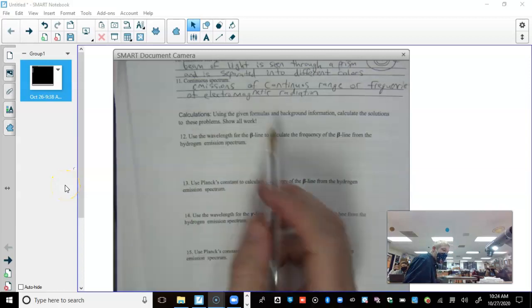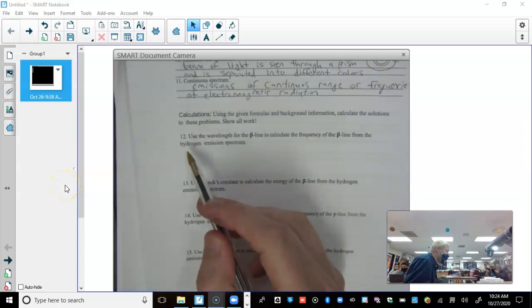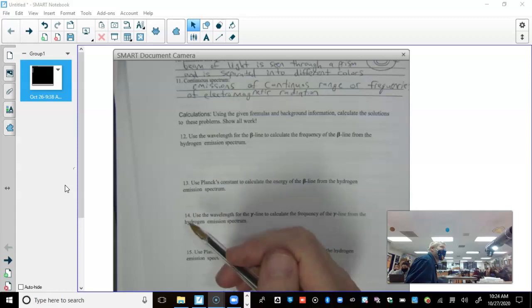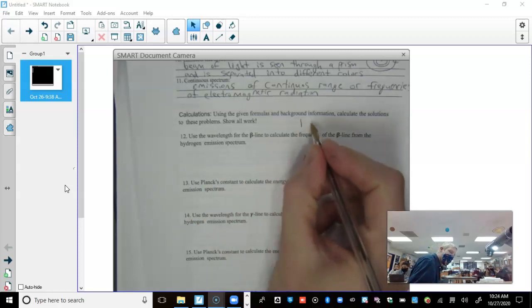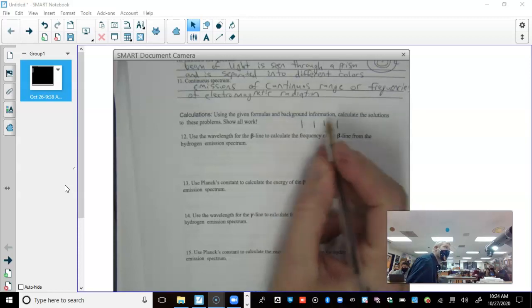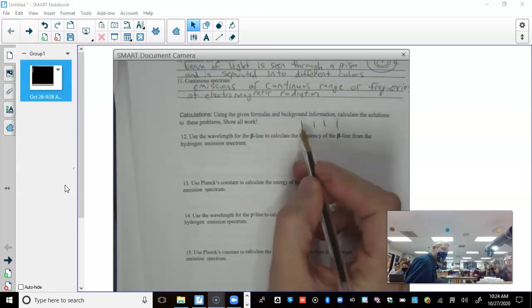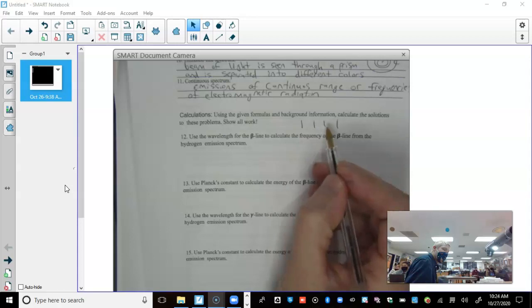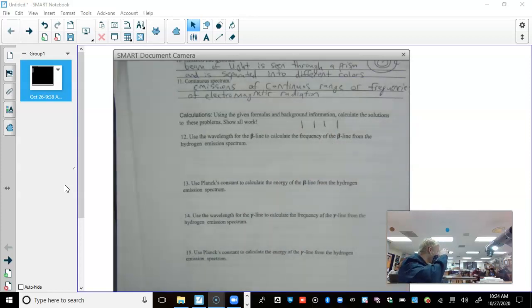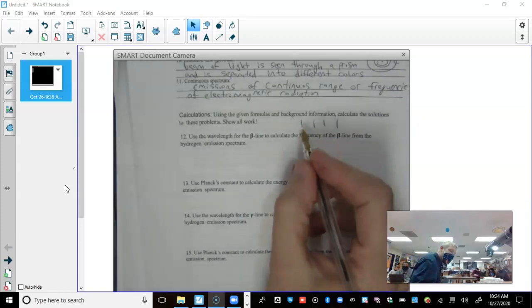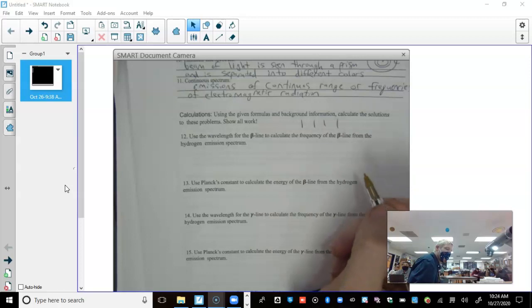All right, so looking at question number 12 and 13 and the rest of them, we're trying to figure out the emission spectrum. We've got 1, 2, 3, 4 different colors. There's red, violet, blue, and another yellow. And these colors are what we see in the spectroscope. And they all represent a specific wavelength.